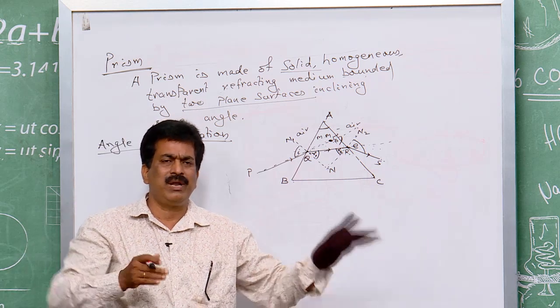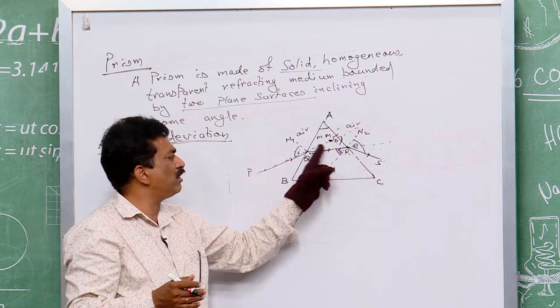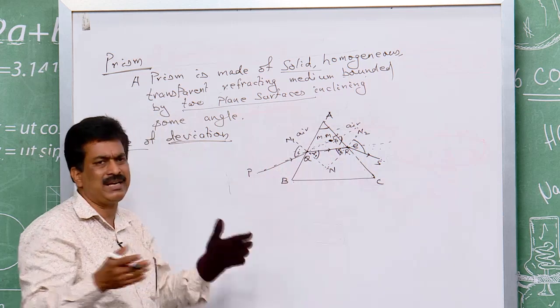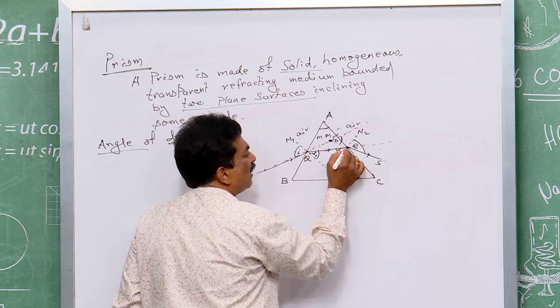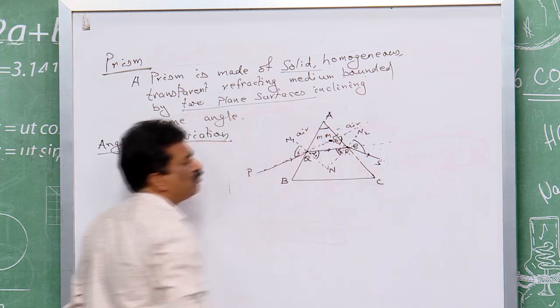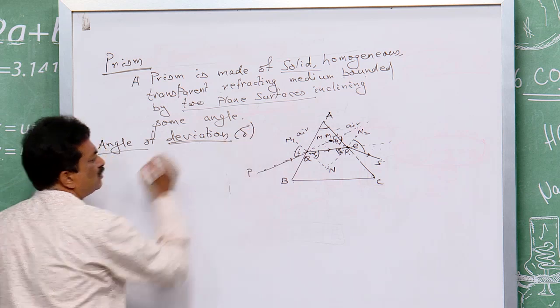We say that the student is deviated. You see, instead of going straight, the ray is going in this direction. So that means it is deviated. Now you extend this incident ray and extend this emergent ray, and where they meet, that is known as the angle of deviation. So this is the angle of deviation, that is delta.